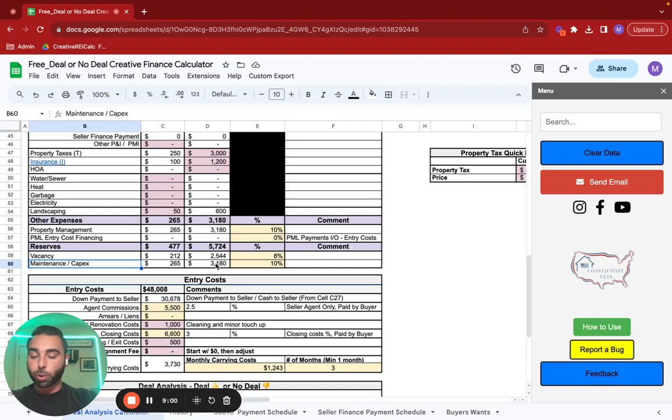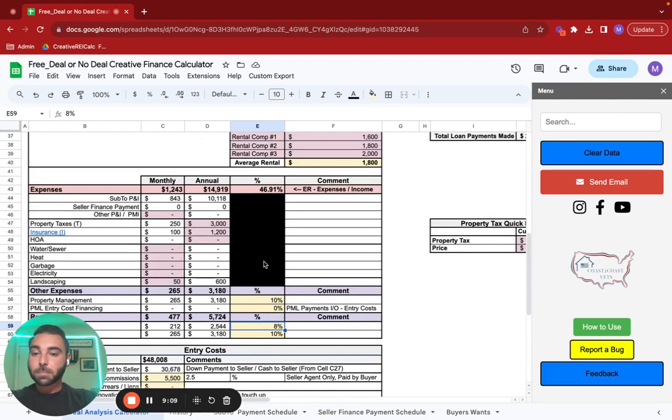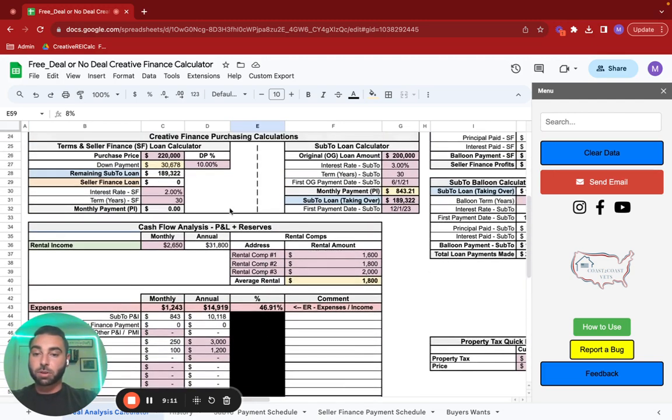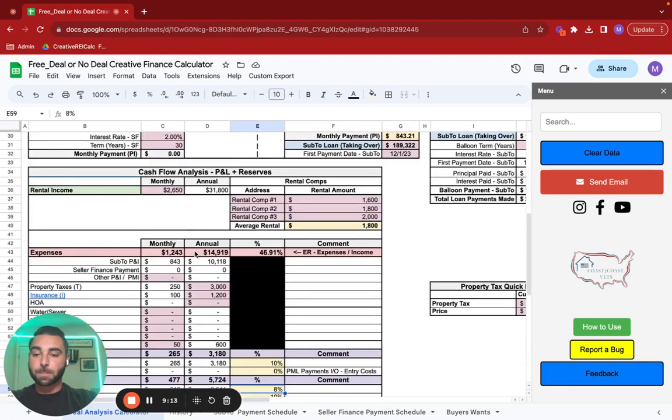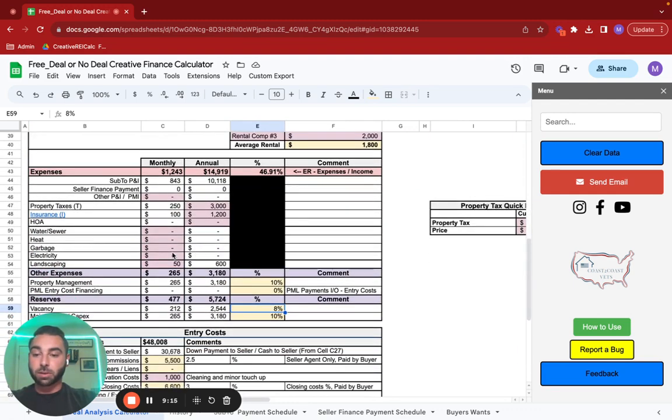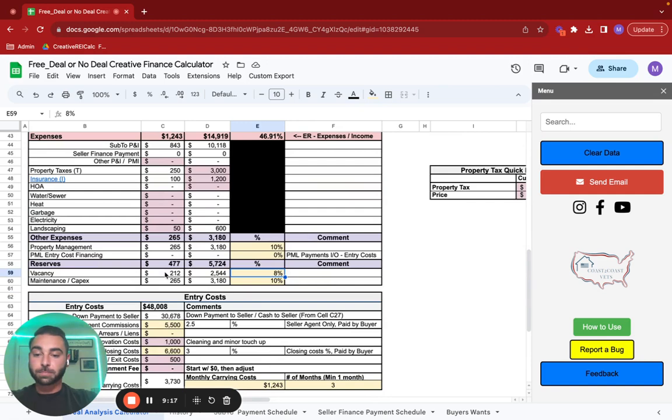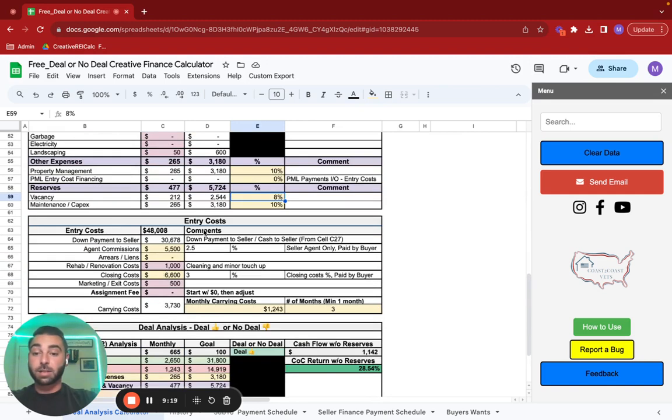So, for example, your roof replacement, maybe appliances, things like that you're saving for. 8 to 10 are the standard amounts. So at this point, you have your loan terms, you have your rental income, you have your expenses, including your loan and your reserves. Next, we're going to go into the entry costs.